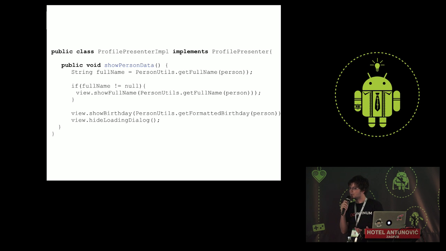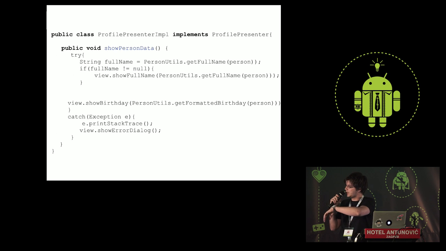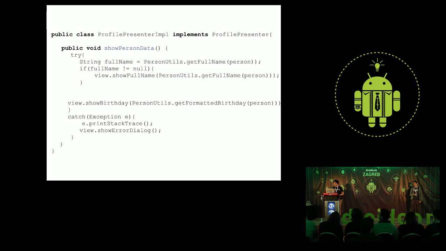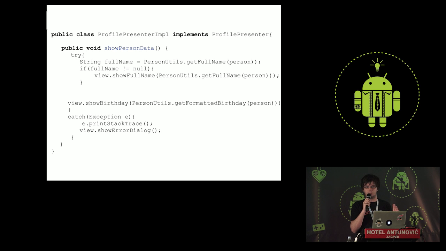But that's also wrong, because each of those methods could throw a large number of different exceptions, because we are performing local validation at the beginning of those methods. So we can be smart and wrap the whole method inside a try-catch block. If everything goes okay, the try block will be executed, and if something goes wrong, we will print that exception to our system log, and we will show some error dialog. And we are happy about it.